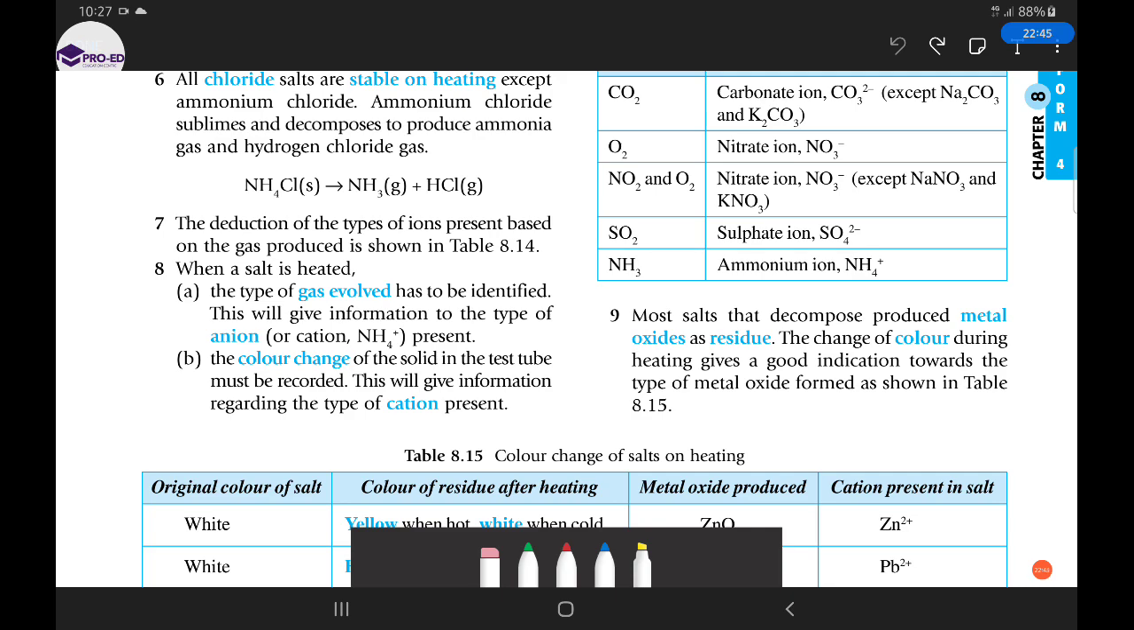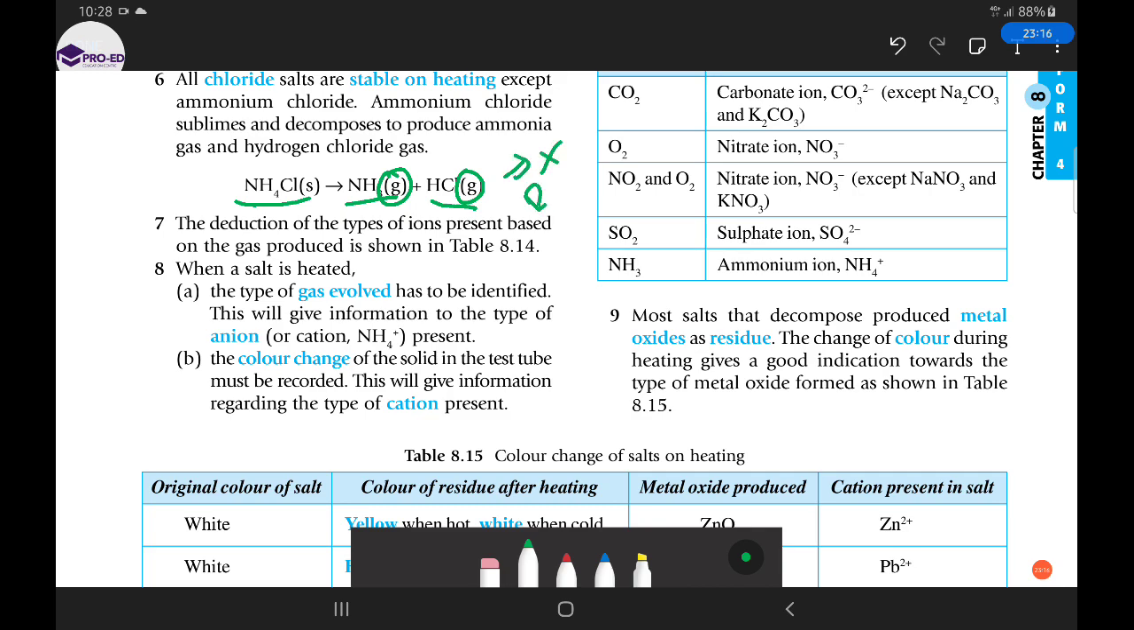There's only one chloride salt that will break down. Sulfate salts, all are stable, but there were 3 that break down. Chloride salts, very stable, only one will break down, and that is ammonium chloride. Ammonium chloride will sublime. Sublime means from solid it straight becomes gas. So it'll sublime and decompose to produce ammonia gas and hydrogen chloride gas. So again, ammonium chloride, heat it up, produces ammonia gas, hydrogen chloride gas. Both are gases, so we can say it will decompose and leave no residue.